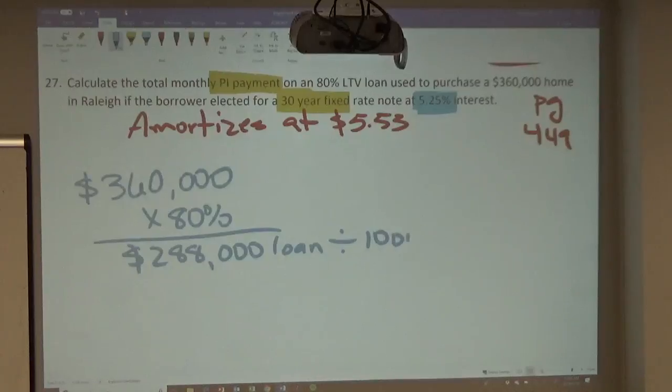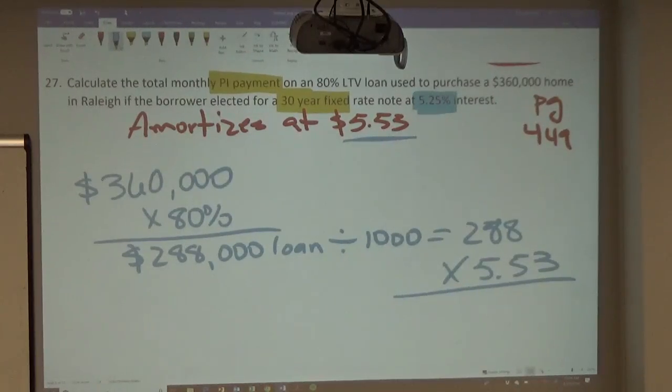Divided by 1,000, because this is a payment per 1,000, this number up here. And so that's 288 payment blocks times $5.53 per 1,000. And that gives us a monthly PI payment of $1,592.64. And that's monthly PI. Monthly principal and interest.